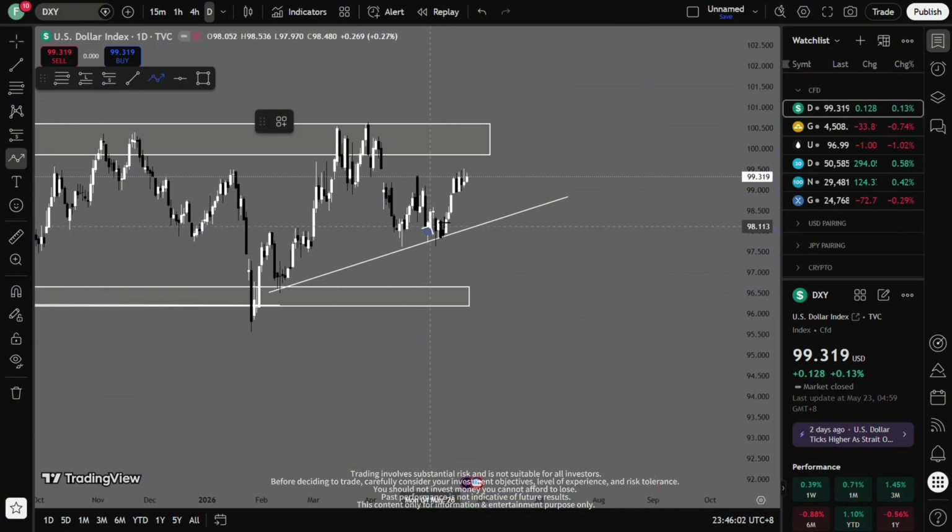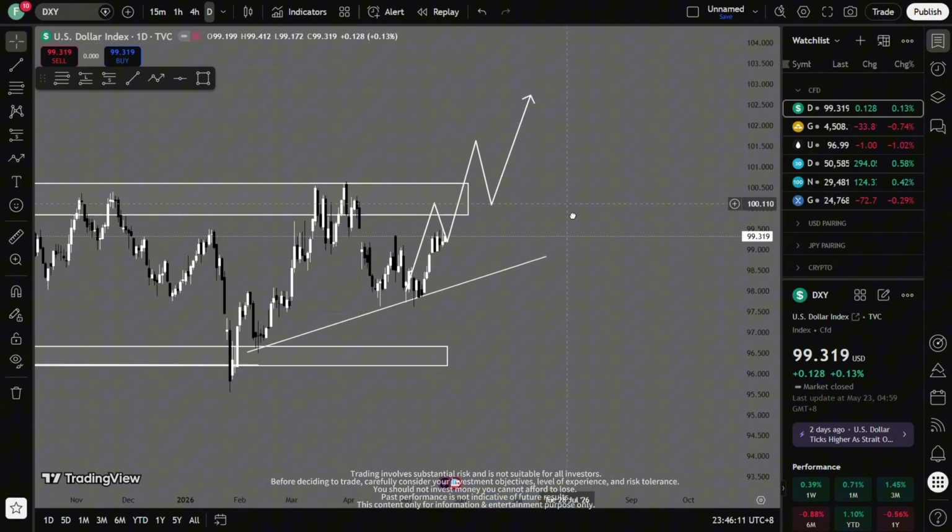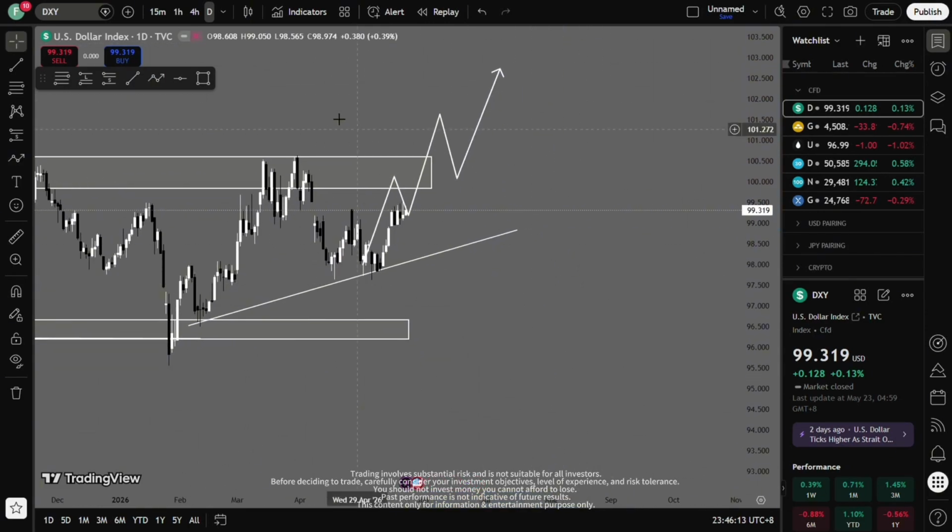The first one is this: it gets rejected, it gets resisted. Only if it breaks here and then holds above, we can look for a bullish structure, a bullish momentum from the DXY. The other one is it gets resisted, but unfortunately it comes back here, breaks the trend line, retests it, and then breaks another one. So there are two scenarios for the DXY.